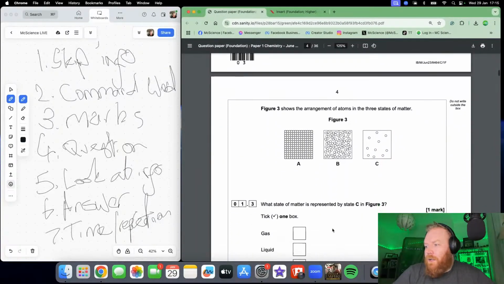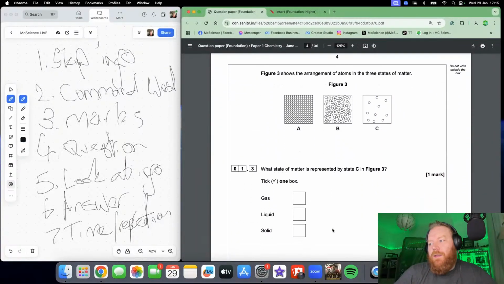Whereas we then start to move on. Now, this is one of these kind of questions again. We've got a whole load of information. We've got a whole load of pictures. Let's skip it. Let's find the command word. There's our command word: what. We're 1 mark. Let's read the question. What state of matter is represented by state C in figure 3?